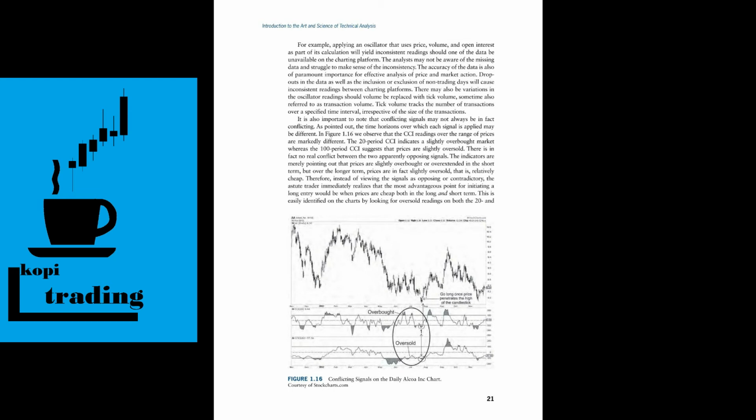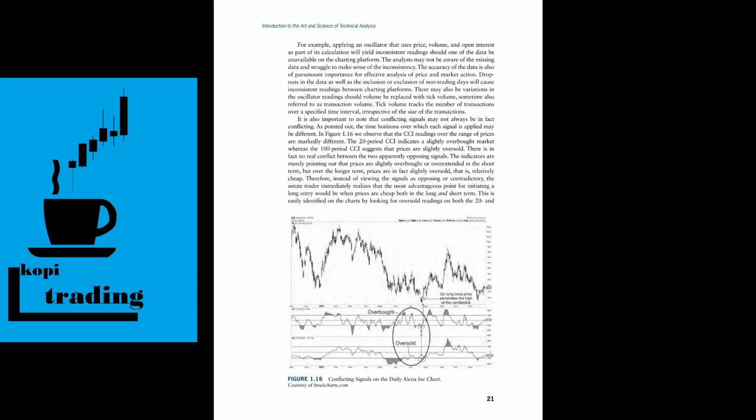Dropouts in the data as well as the inclusion or exclusion of non-trading days will cause inconsistent readings between charting platforms. There may also be variations in the oscillator readings should volume be replaced with tick volume, sometimes also referred to as transaction volume. Tick volume tracks the number of transactions over a specified time interval, irrespective of the size of the transactions. It is also important to note that conflicting signals may not always be in fact conflicting.